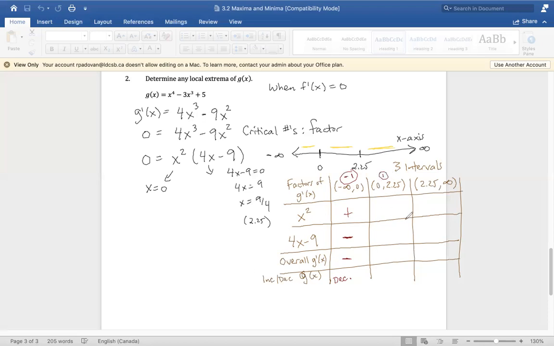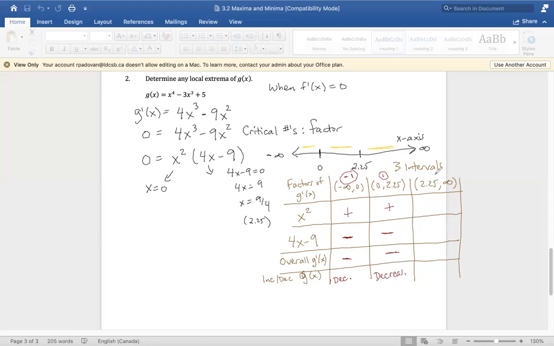A number between 0 and 2.25. I can't pick 0, right? So 1. 1 squared is positive. That would be 4 minus 9. That would be negative. So then my overall is negative. So this one is decreasing as well. So don't just assume that it's going to be every other, right? You actually have to do the work here.